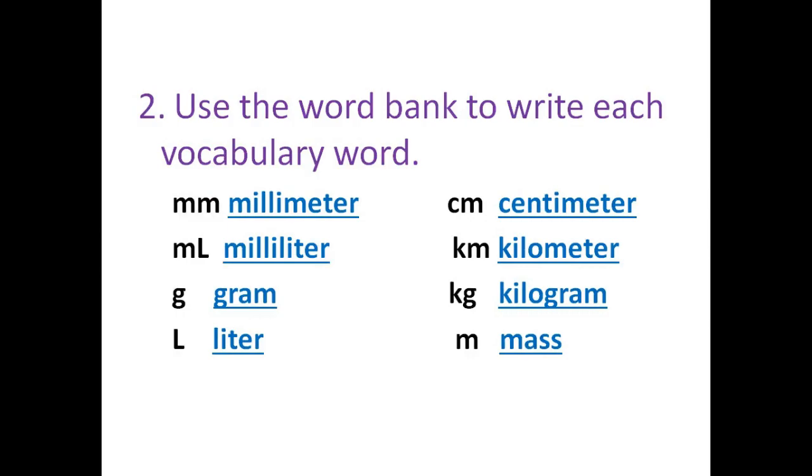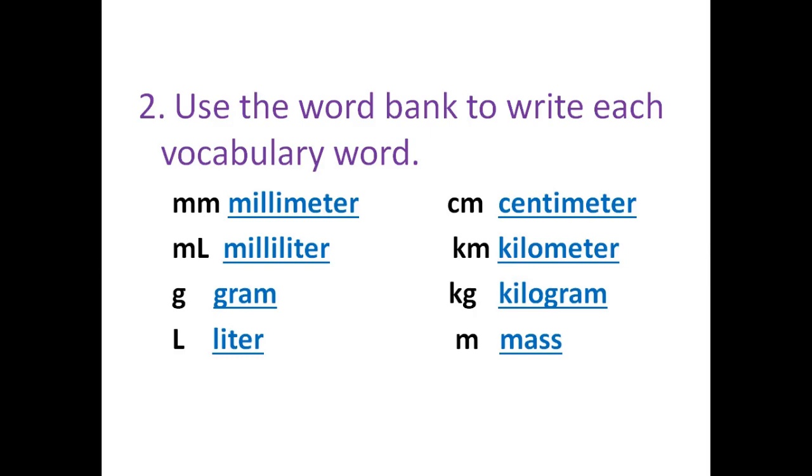In question number 2, we have to use the word bank to write each vocabulary word next to its abbreviation. Abbreviation means short form. First one is mm. Mm stands for millimeter. Then cm, that is centimeter. These are the units of length.